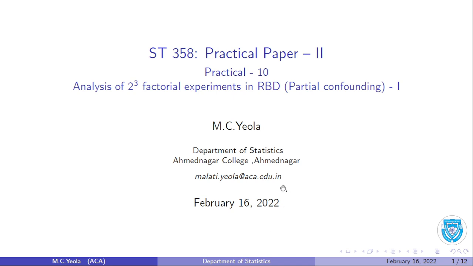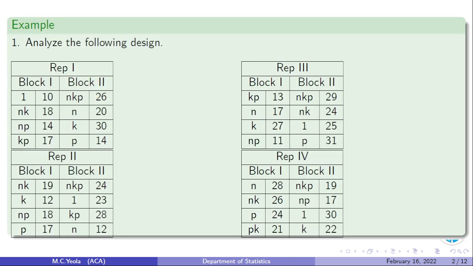So this is practical number 10, analysis of 2 cube factorial experiments in RBD, partial confounding. This is the first example that we are having. Analyze the following design. In this we are having data like this: replication 1, which contains block 1, block 2. Replication 1 is divided in two blocks. Similarly, replication 2, replication 3 and replication 4, all those replications are divided in two blocks.